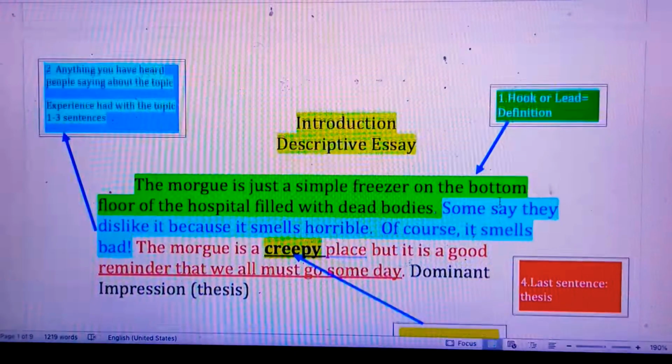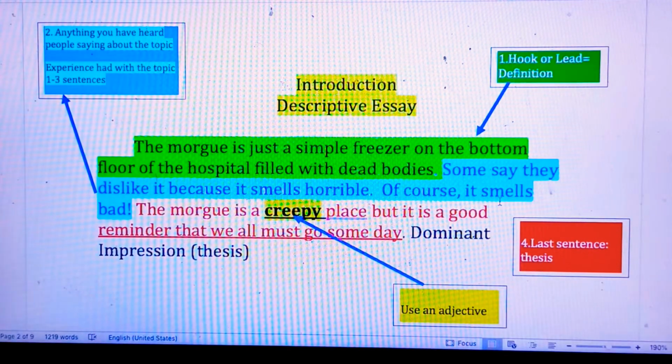So let's go back to our sample where we have all of the sentences fashioned into an actual paragraph. Once again, sentence 1 is going to be a hook, it's going to be a definition. Once again, sentence 2 is going to be your background information, anything you heard, people saying about the topic, anything you read in the past that is relevant to the topic. And the last sentence is going to be your thesis or your dominant impression. It's going to use an adjective, and it's going to be your last sentence.